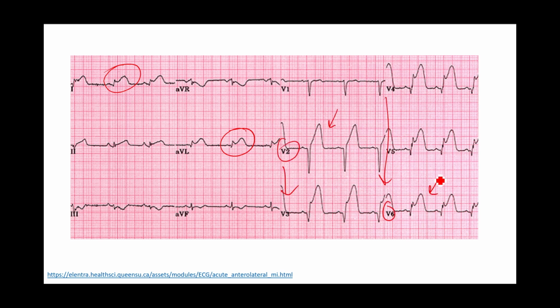There are also peaked T waves from everywhere from V2 to V6. Finally, we see pathologic Q waves from V2 all the way to V6. Altogether, these reflect the anterior and the lateral portions of the heart. Again, concerning for an LAD occlusion, but may also involve the left circumflex artery as well.